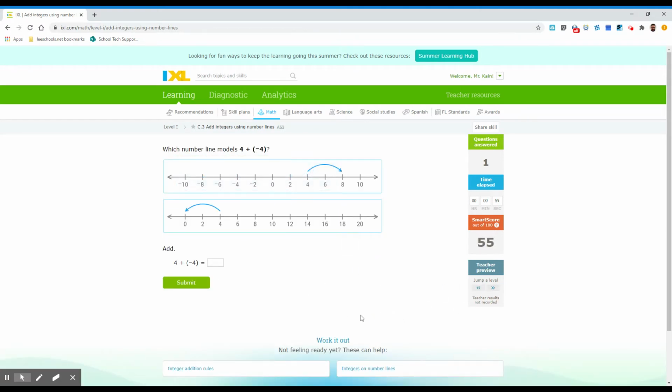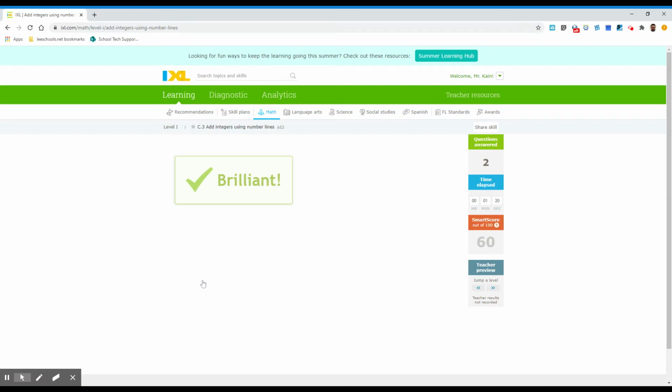55. So you're going to be working at that level for a little while. So 4 plus -4. So both of them start at 4, right? But you're adding a negative, so you're not going forward, you're going backwards. And if I start at 4 and I add -4, it cancels out to 0. So again, where you leave off is your answer.